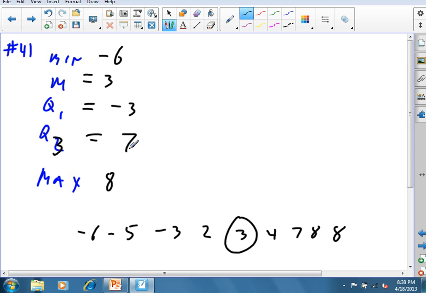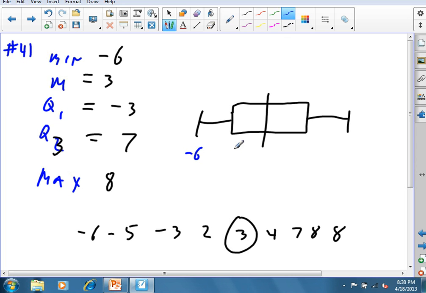But we already did that. We determine, find that, plot it. All right, I'm going to plot it. Okay, so there's my plot: -6, -3, 3, 7, 8.